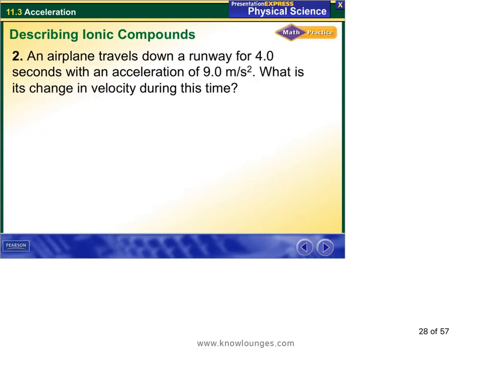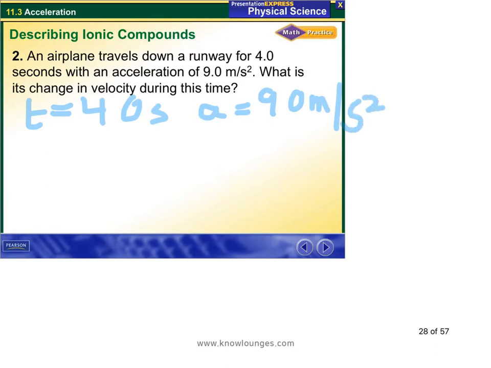Another example. Airplane travels down the runway for 4 seconds, so that would be our time, 4.0 seconds. So its acceleration is 9.0 meters per second squared. Positive acceleration means we know it's going to be speeding up. And they want to know what is the change in velocity, so we want to know what is delta V. So we go to our base equation. Acceleration equals delta V over T.